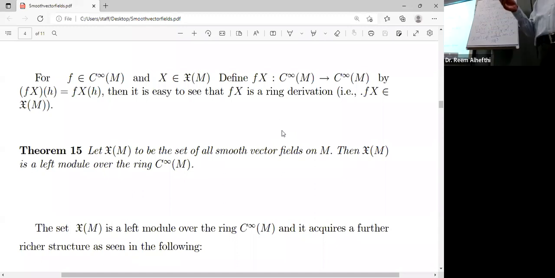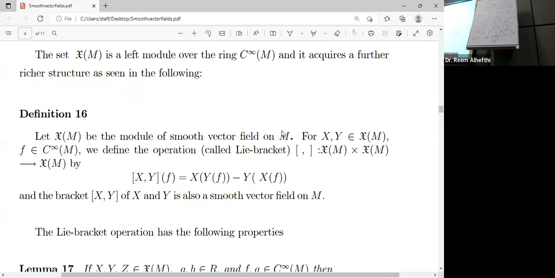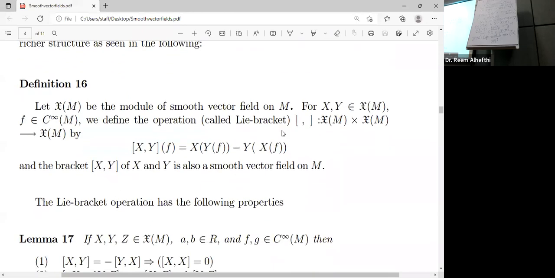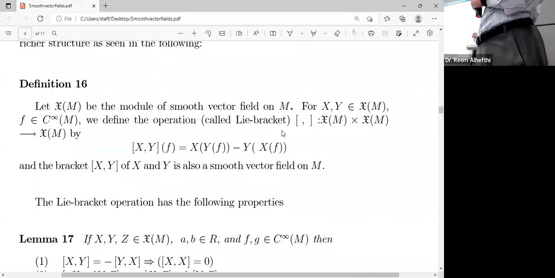As I said, some people in algebra wrote that this was the best example to be algebraized of a left module over a ring of smooth functions. So that is Theorem 15. Now, we will not stop here. The set of smooth vector fields is not only a left module, it becomes a Lie algebra.